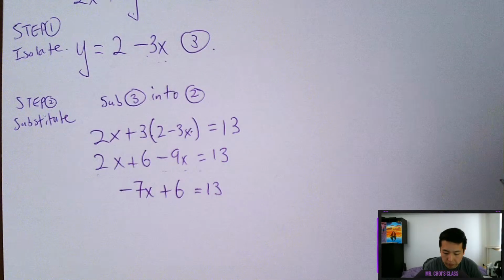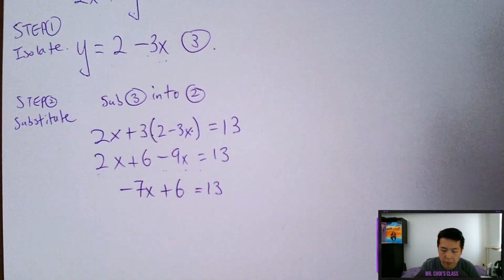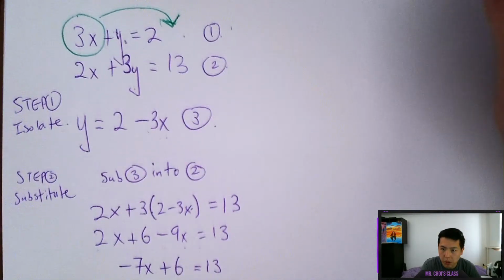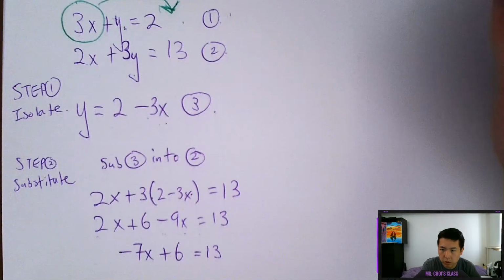Okay? So that's our step 2. That's our substitute. Okay? So once again, step 1, isolate. Step 2, substitute.